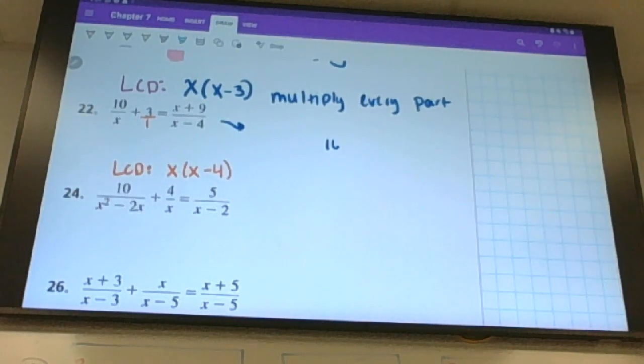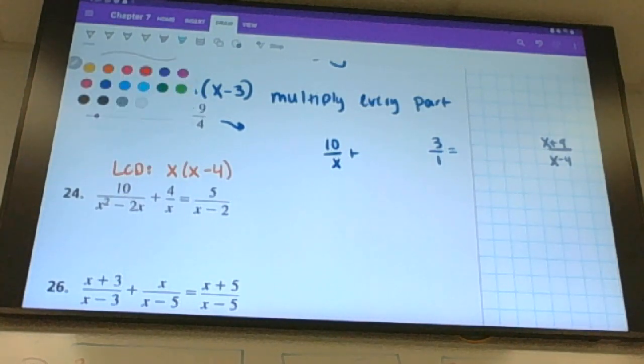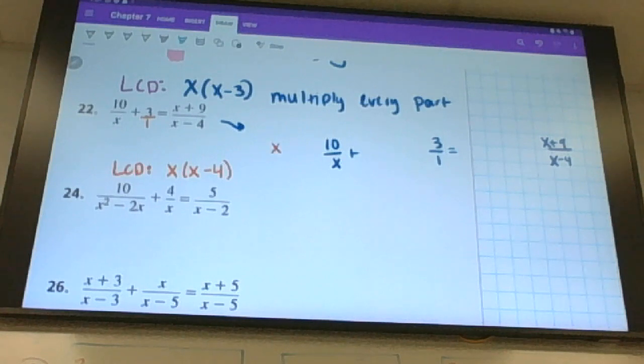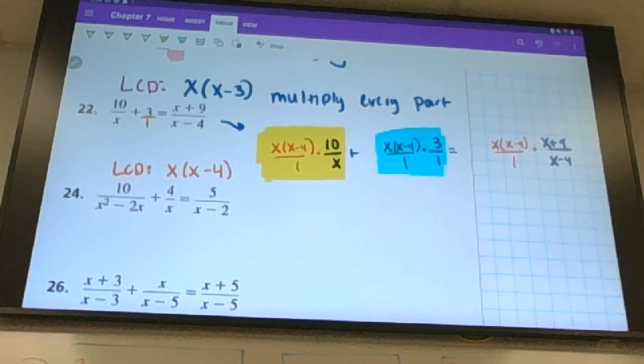Alright, so I'm going to spread this out. It's 10 over x plus 3 over 1 equals x plus 9 over x minus 4. I'm going to write my LCD, which is x minus 4, next to every part of this problem. Might as well put that over 1. And then I'm going to look at the first part as its own multiplication problem, the second part as a multiplication problem, and the third part as a multiplication problem. And then I will reduce.